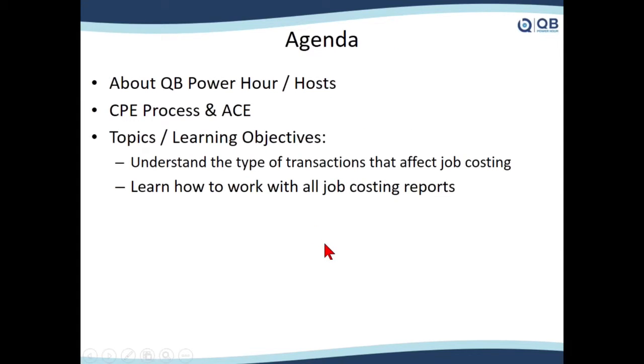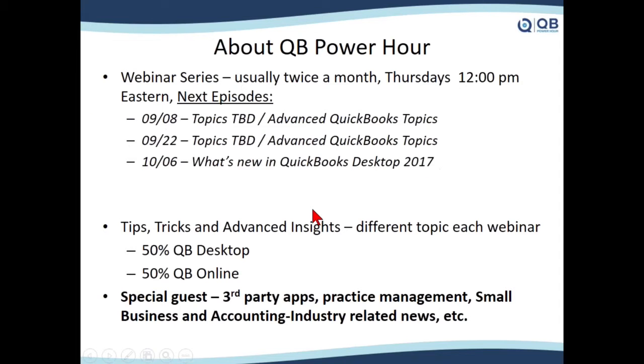What we're going to be talking about, first of all, we're going to give you a quick overview about QB Power Hour and introduce you to the hosts, myself and Hector Garcia. We'll talk about the CPE process and the ACE credits, that this webinar is eligible for ACE if you're listening to us live, not if you're listening to the recording. Then our topics and learning objectives, we're going to be understanding some of the different types of transactions that can affect job costing, and we're going to talk about how to work with some job costing reports.